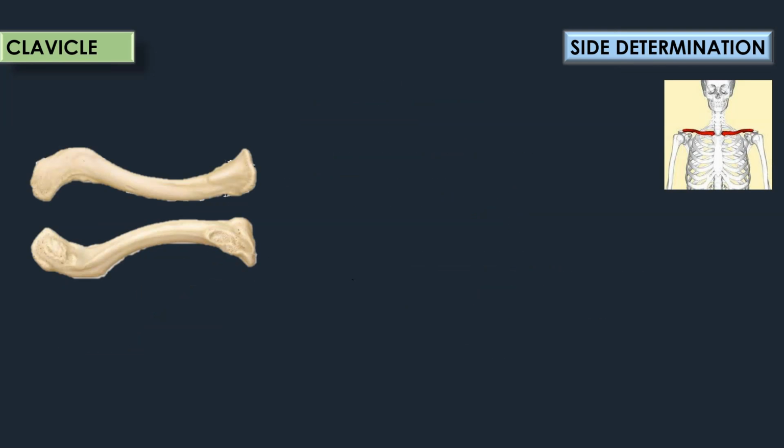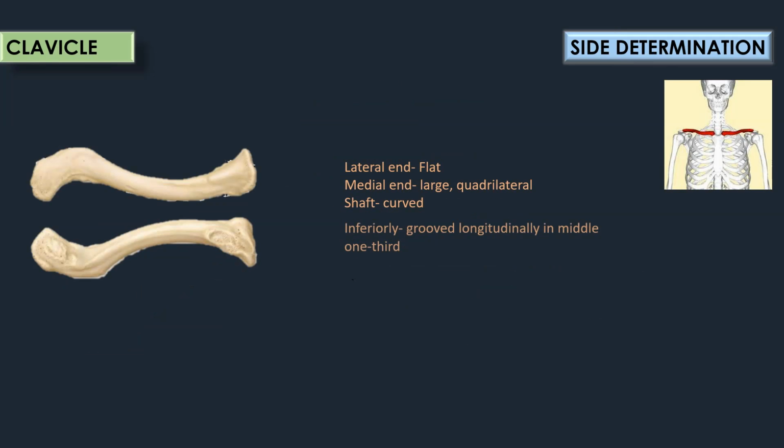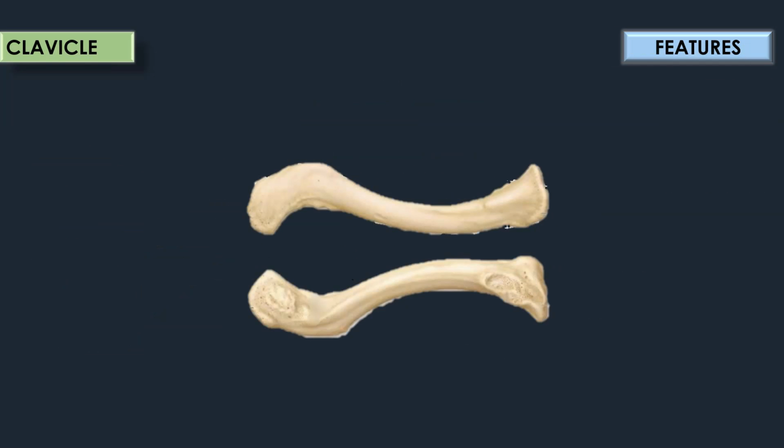Now, for the side determination, in short, the lateral end is flat, the medial end is large and quadrilateral, and the shaft is curved. About the shaft we will see in detail. And inferiorly, it's grooved longitudinally in the middle 1/3. So let's quickly look into the features.